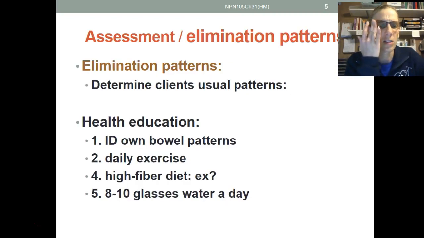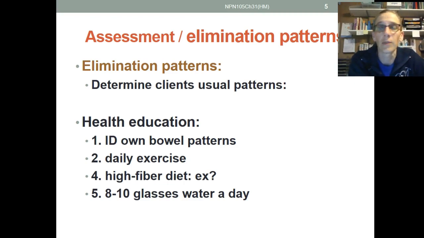All right, assessment and elimination patterns. You need to be sure that you determine the client's usual patterns. What is their usual frequency? What is the usual effort required to have a bowel movement? Do they require elimination aids usually? Just because we assume everybody has one bowel movement a day, that's not necessarily the case. It may be normal for someone to have a bowel movement every other day. It may be normal for someone to have 2 or 3 bowel movements a day. So you need to be sure to determine what is normal for the client, not what you think is normal. Right?